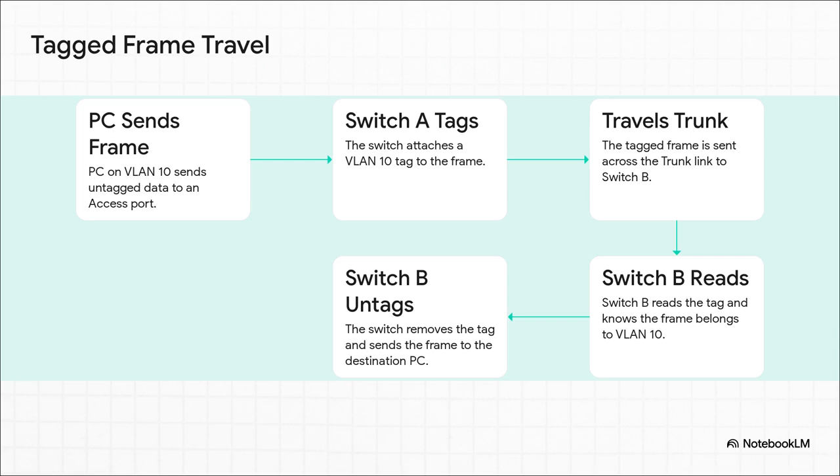So let's follow the data for a second, because this is where it all clicks. Imagine your PC is on VLAN 10. It sends some data to an access port on switch A. As soon as it hits the switch, bam, the switch internally slaps a VLAN 10 tag on it. Then, it shoots that tagged data across the trunk link over to switch B. Switch B sees the tag and it knows, aha, this belongs to VLAN 10. Then, and this is the cool part, right before it sends the data out the final access port to the destination PC, it strips that tag off. The two PCs at either end have absolutely no idea any of this VLAN magic was happening behind the scenes. It's completely transparent to them.